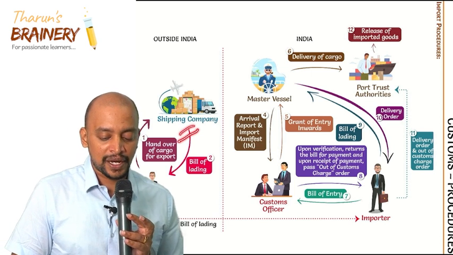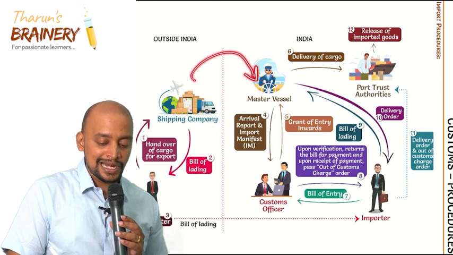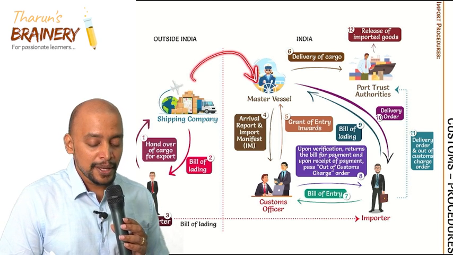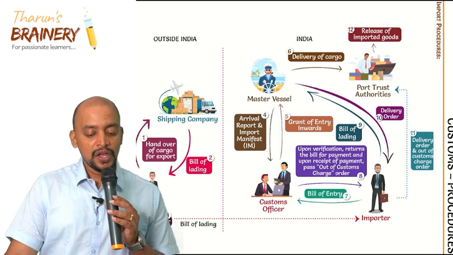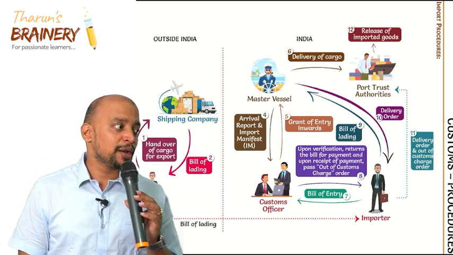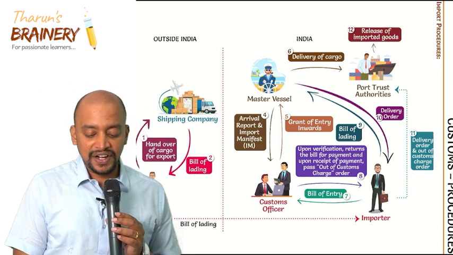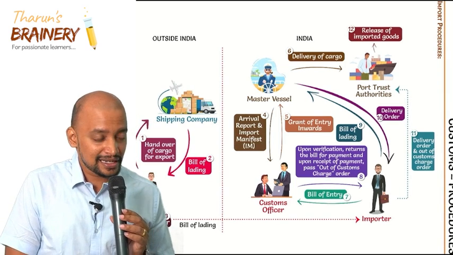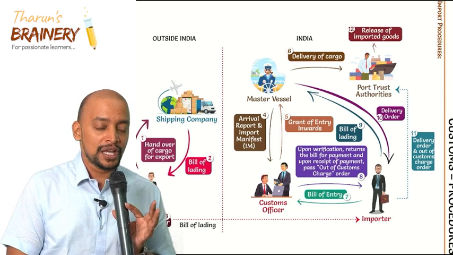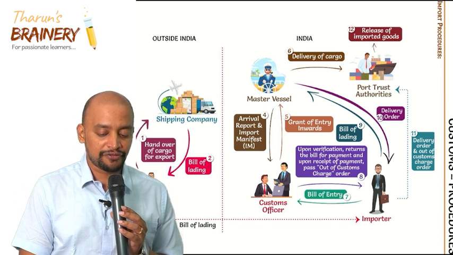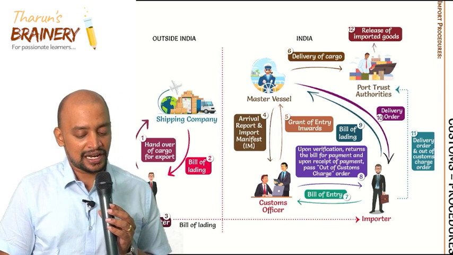Now the goods are with the shipping company. The shipping company, that is a master of the vessel, will bring the ship to India. When he brings the ship to India, before arrival, he needs to file one document with the customs officer. What is that? Arrival report or import manifest. If it is aircraft, it is departure manifest or arrival manifest. Arrival manifest. And if it is vehicle, it will be called as import report. But right now we are discussing it from the point of vessel. So therefore the document name is import manifest. So that will be submitted with the customs officer.